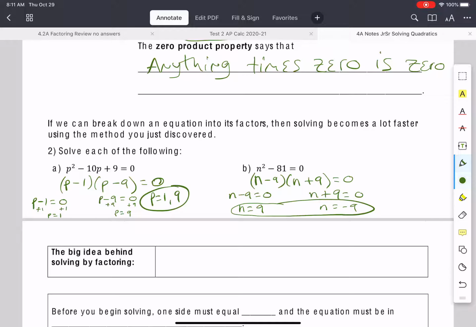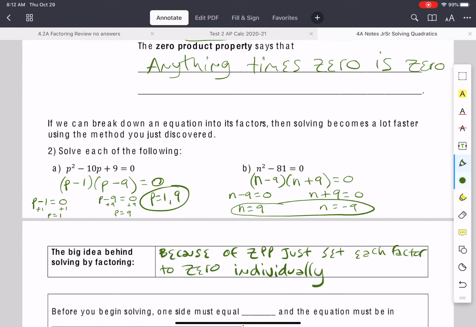Okay, the big idea behind solving by factoring is because of ZPP, which is zero product property. Just set each factor to 0 individually. That's our big idea.